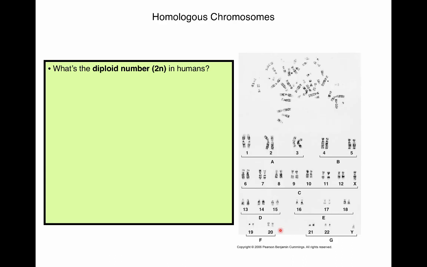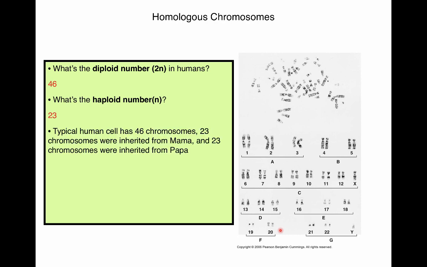So what is the diploid number in humans? Do you know that? You probably do. So diploid number in humans is 46. Then what's the haploid number? Correct. The haploid number is 23. So in almost all of your cells, you have 46 chromosomes. 23 of those chromosomes you inherited from mama, and 23 of those chromosomes you inherited from papa.